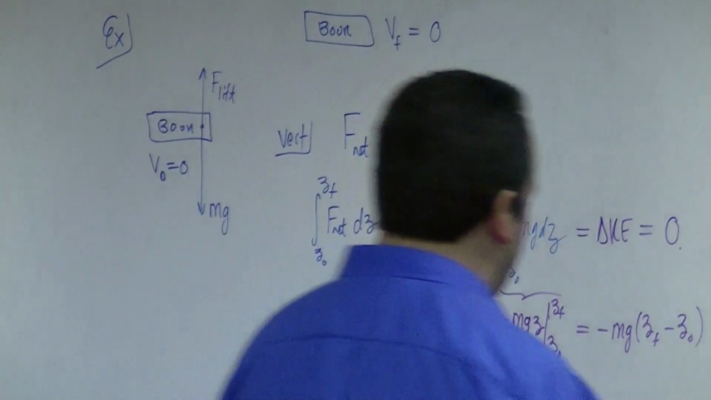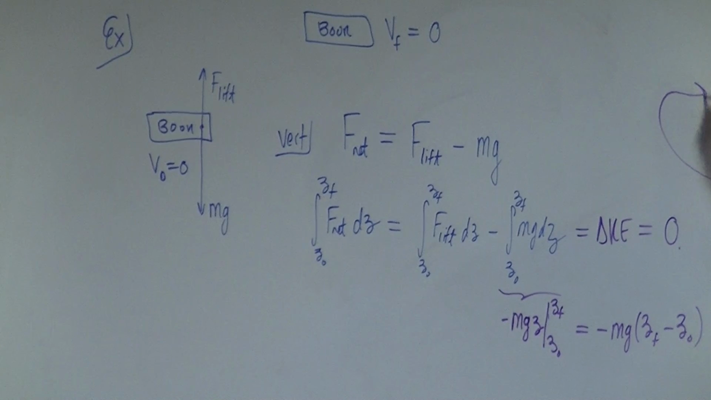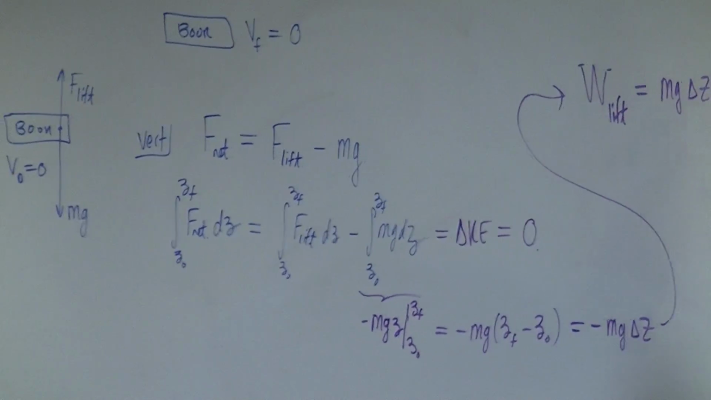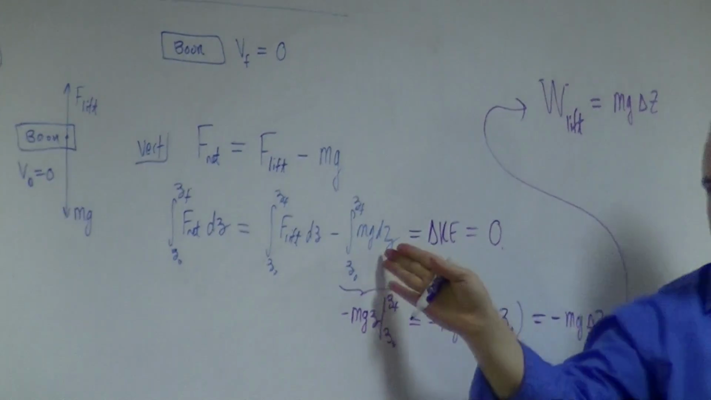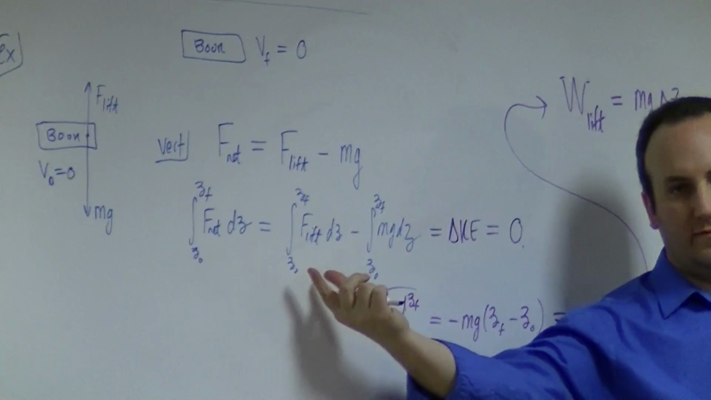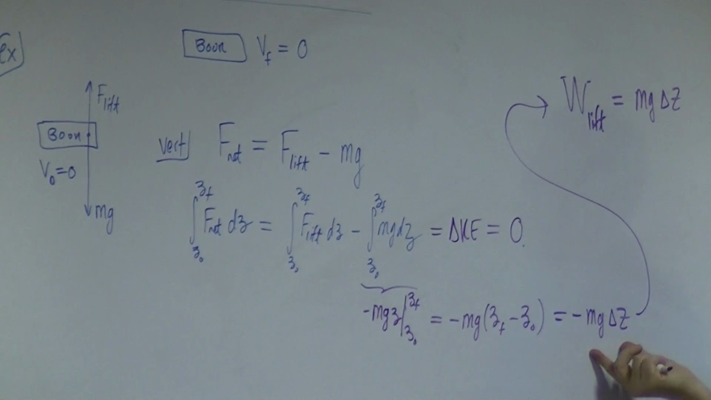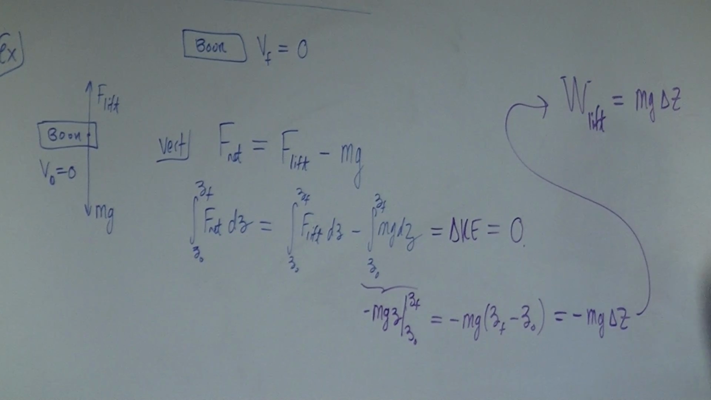But that shows you then that the work done by the lifting force is equal to mg delta z. Because it has to be, this plus that has to be zero, right? So whatever this is, it has to be the negative of this. The work done by the lifting force has to be the opposite.